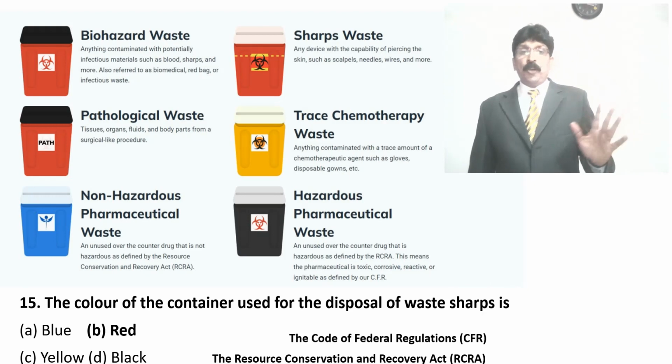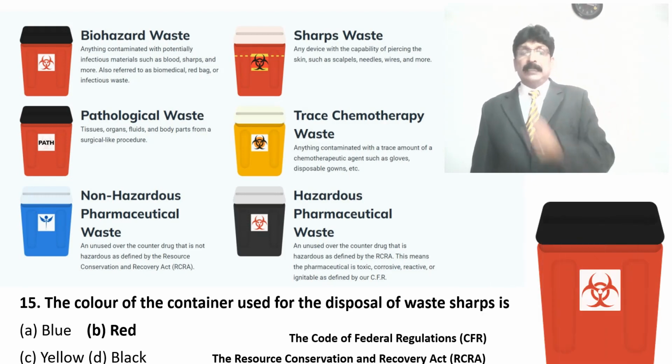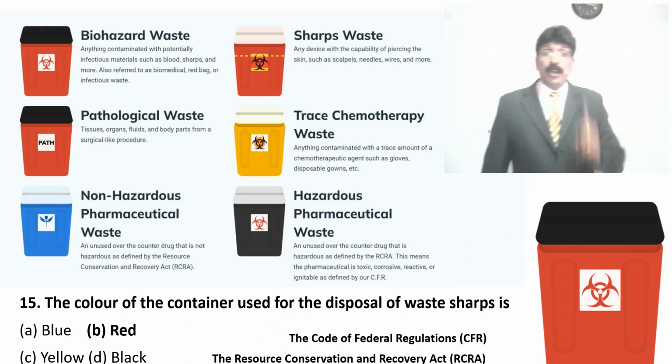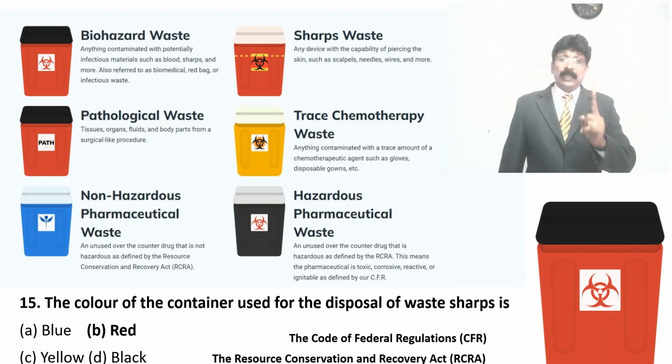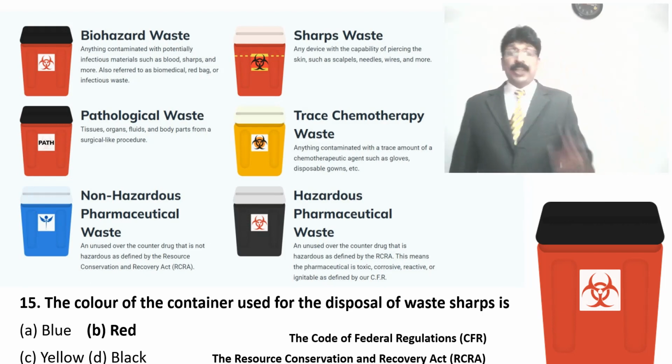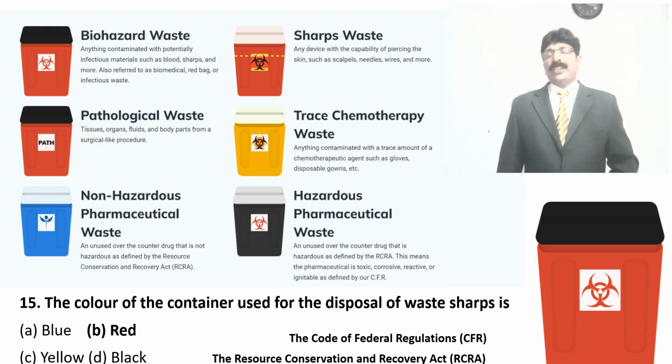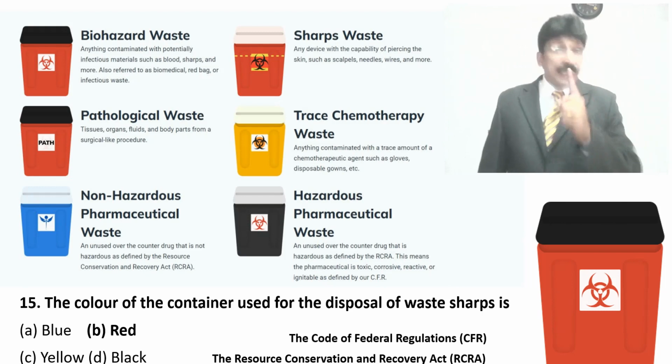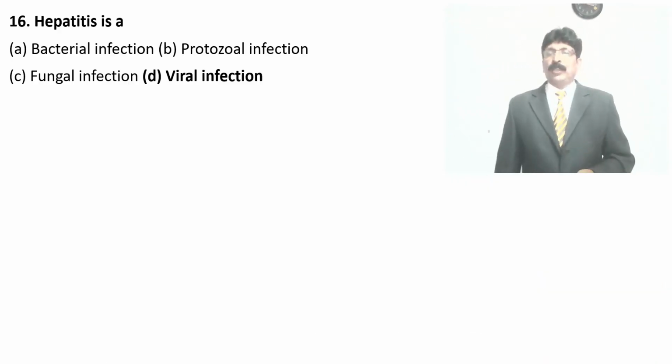So for us it is red color. This is the box which you should use for containers used for the disposal of sharp waste. It is red color. So I have given the explanation, even for all the other waste which can be given. This will also be helpful for the students to answer any type of choice question if they are asked.